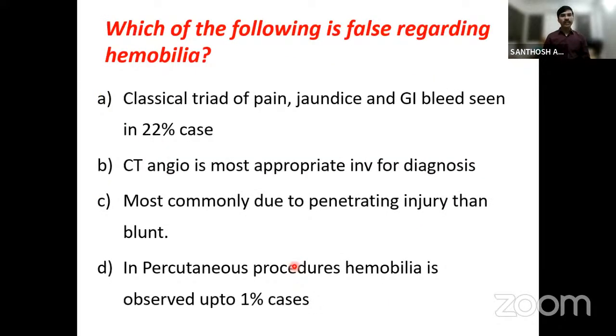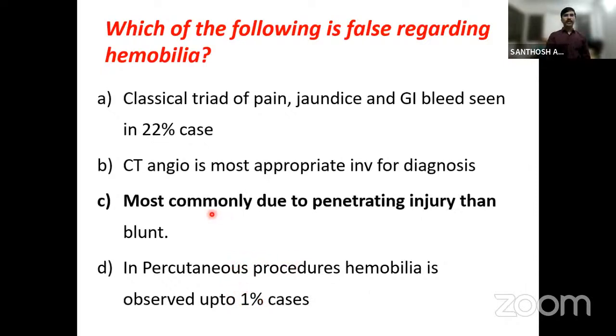Which of the following is false regarding hemobilia? The classical triad of pain, jaundice, and GI bleed is seen in 22% of cases. Anyone, what is this triad called? CT angio is the most appropriate investigation of choice. True. Most commonly due to penetrating injury rather than blunt injury. Yes, it is called Quincke's triad. Percutaneous procedure hemobilia is observed in up to 1%. So all options are true except that it occurs following blunt injury more commonly than penetrating injury.